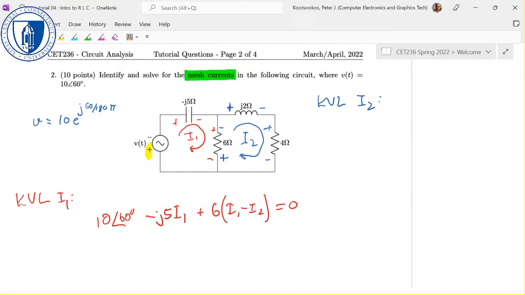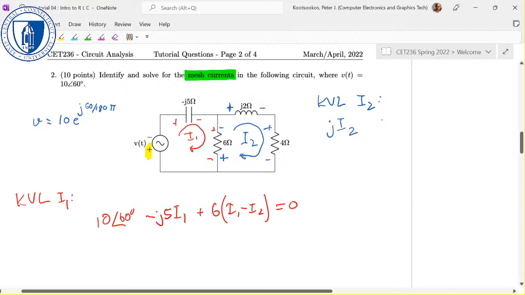Ahmad, do you want to give me the KVL for I2? J I2. I think there's a, yep. Plus 6 I2. Yeah, we can split it out already. That's all right. And that equals 0. Okay, that looks pretty good.